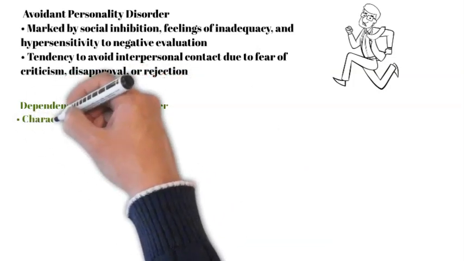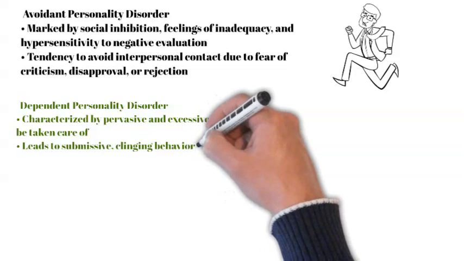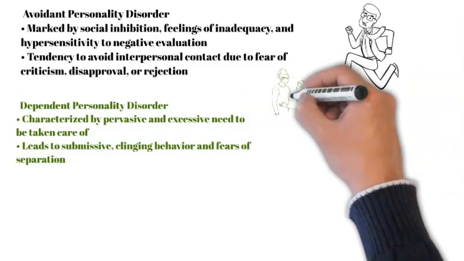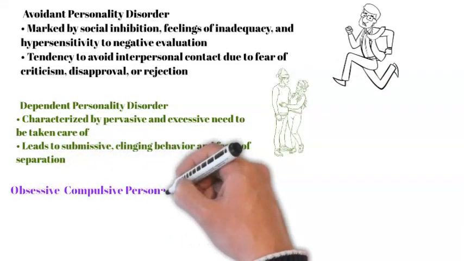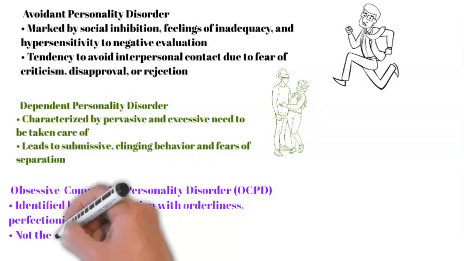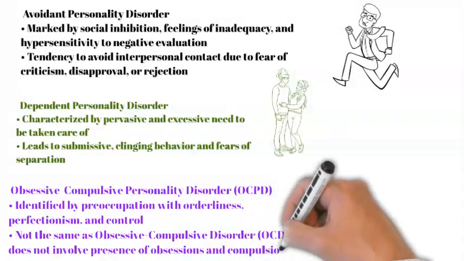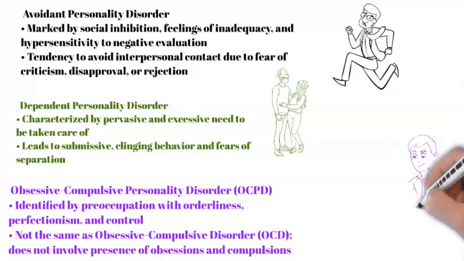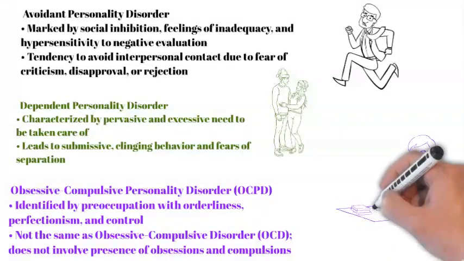Dependent personality disorder, on the other hand, is characterized by a pervasive and excessive need to be taken care of that leads to submissive and clinging behavior and fears of separation. Lastly, obsessive-compulsive personality disorder is identified by a preoccupation with orderliness, perfectionism, and control. It is worth noting that OCPD differs from OCD in that it does not involve the presence of obsessions and compulsions, but rather an overbearing focus on perfectionism and control.